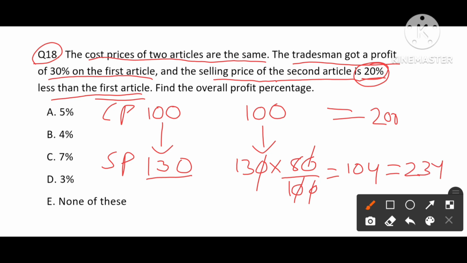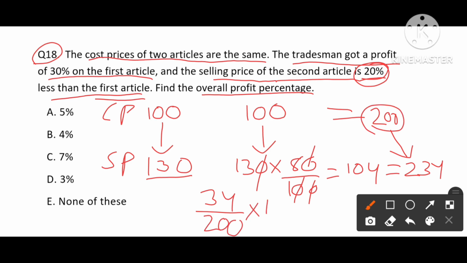Now the question asked is to find the overall profit percentage. Profit percentage is the difference between these two, which will be 34, divided by, always profit is calculated on cost price, which is 200, into 100. So this 100 and this 100 cancel. We are left with 34 divided by 2, which is 17%. So this is our answer. So the answer will be option E, none of these.